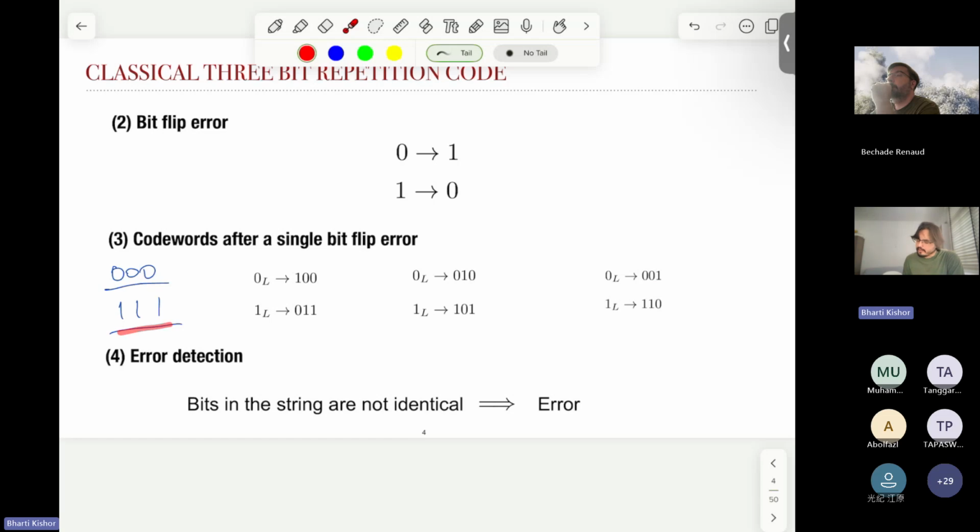Similarly, for the 1 logical, if the first bit flips, it becomes 0 1 1. If the second flips, it becomes 1 0 1. And if the third flips, it becomes 1 1 0. That's how the code words become after a bit flip.